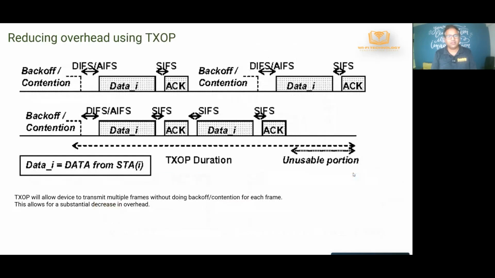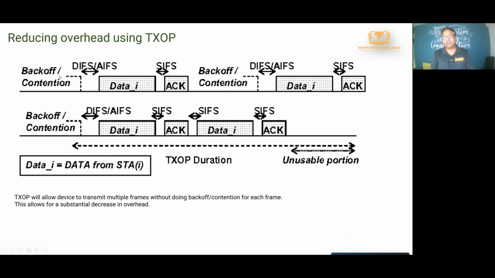One method is to reduce the overhead, something introduced in .11e in the QoS extension. It is basically called transmission bursts. You can burst frames, also called TXOP. The traditional model is where you back off, you contend, you wait for the interframe space, you send a data frame, you wait for the acknowledgement, and then you go back into the queue and contend for the medium again, and back off.